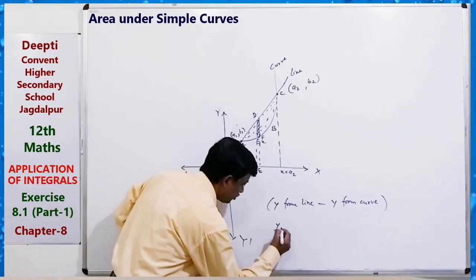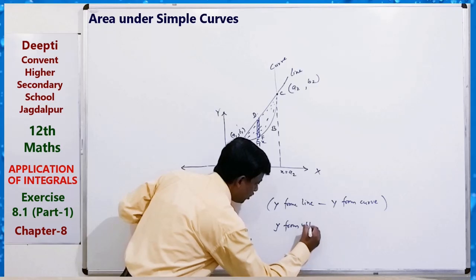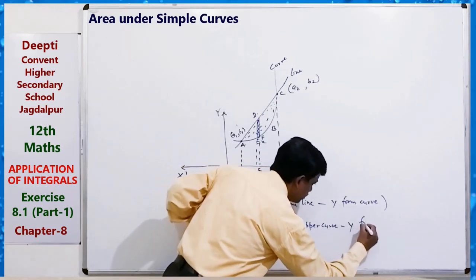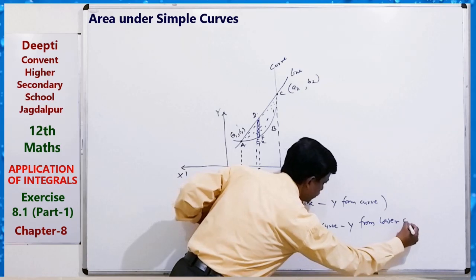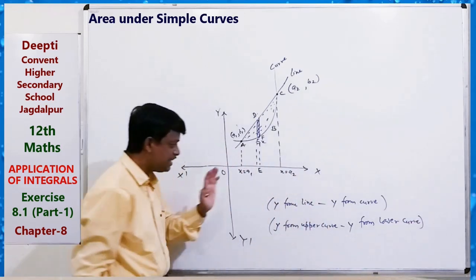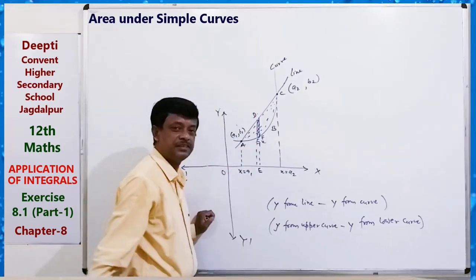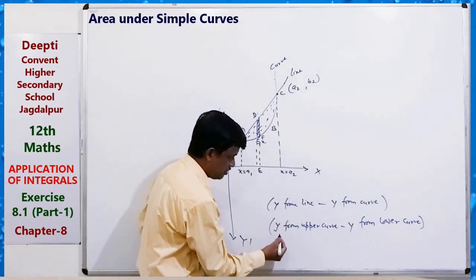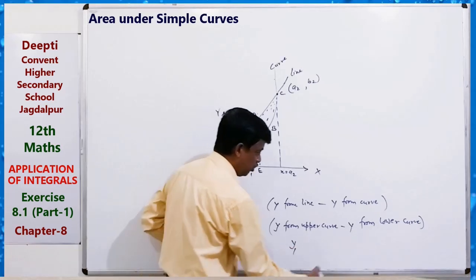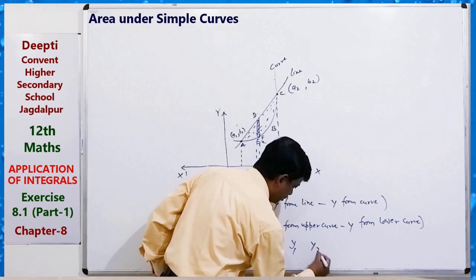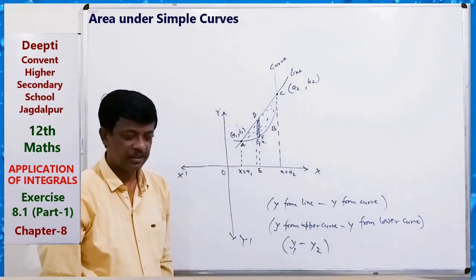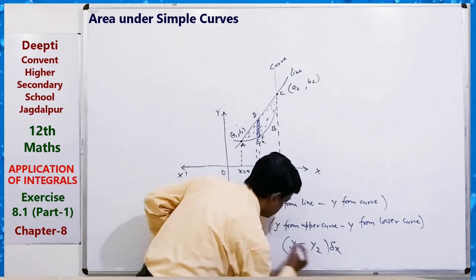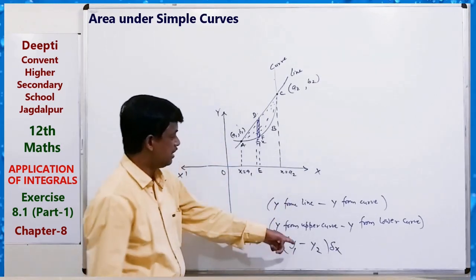That is y from the upper curve, maybe line, maybe curve, maybe anything, minus y from the lower curve. This is the length of this. So suppose upper is y1, lower is y2, then upper minus lower is the length of this strip. Into delta x, this is the elementary area of this strip.